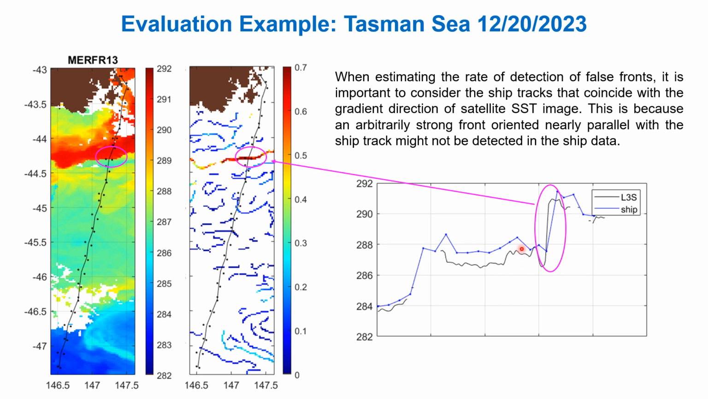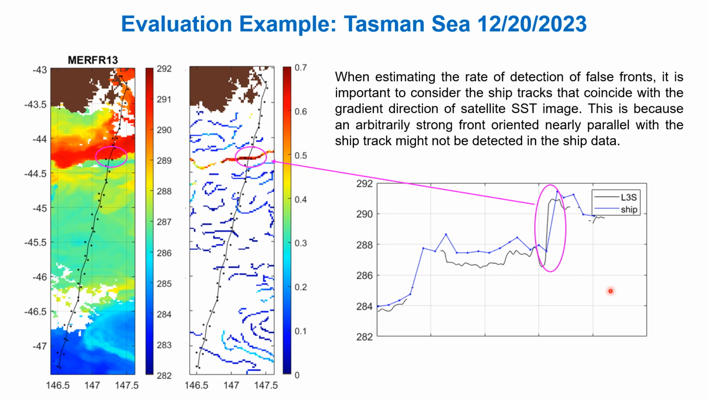As we can see, the shape and the position where the increase occurred in the ship's observations agree with the L3S data quite well, but the gradient that would be measured from the L3S data would obviously be larger than the one measured from the ship's observation, just purely because the resolution of the ship's measurement is much coarser.